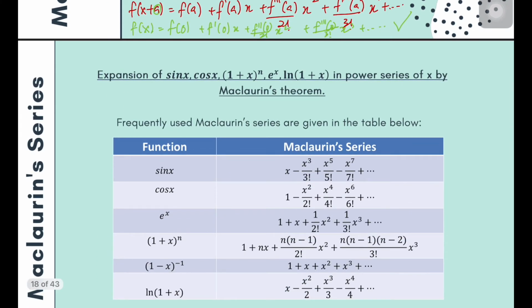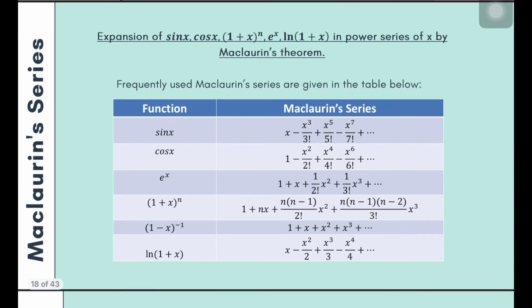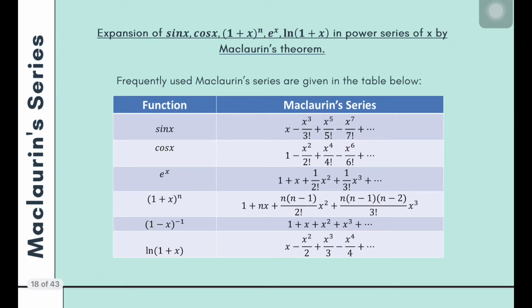Therefore, because the Maclaurin theorem happens when the value of a is equal to 0, we have a few patterns for expansion here. So you can refer to this table whenever you want to find the expansion of the Maclaurin series for sin x, cos x, exponent x, 1 plus x to the power of n, 1 minus x to the power of negative 1, and also ln(1 plus x). So this one is the expansion of the function by using the Maclaurin series. Because the Maclaurin series happens when a is equal to 0, therefore we have this form of expansion.